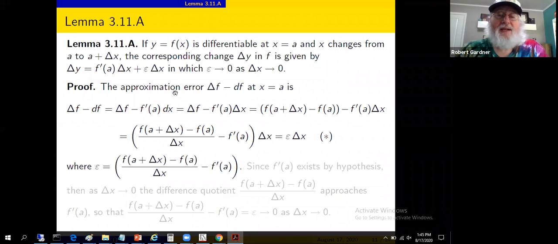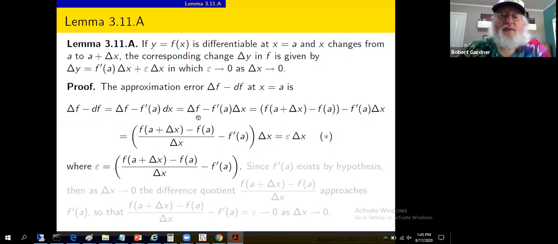The approximate error, and we don't want an approximate error, we want an actual change, but the approximate error, delta f minus df at x equals a, is delta f, the change in the function, minus our estimation of that change. We're estimating the change using differentials. We'll get rid of the differentials. They're just passing through on this computation. So change in the function minus the estimation of the change. We're taking dx equal to delta x, so the differentials are gone now.